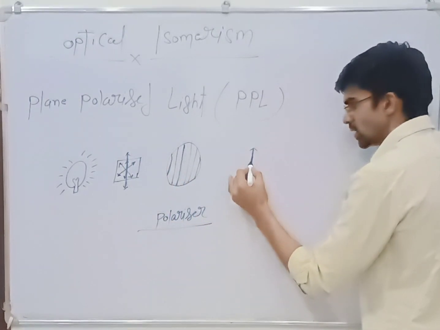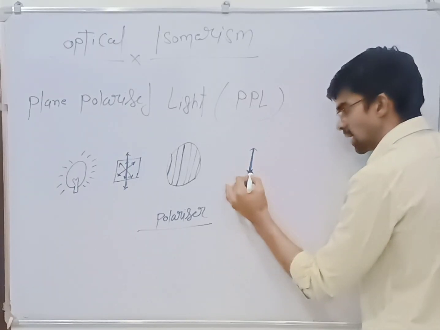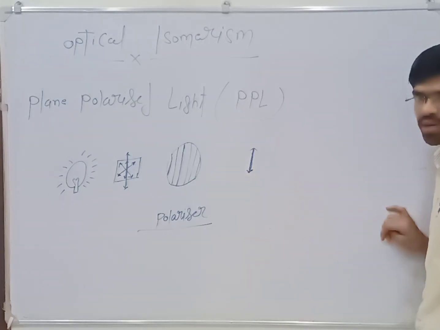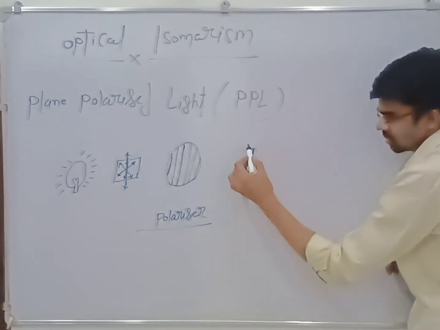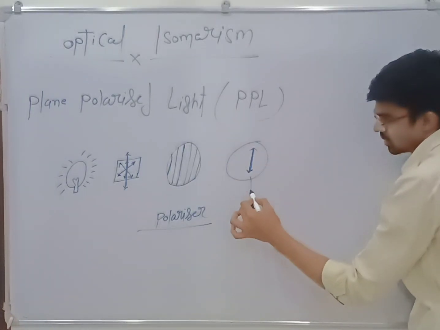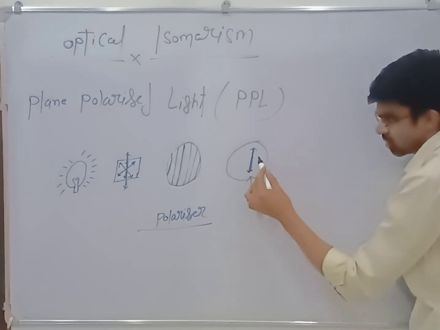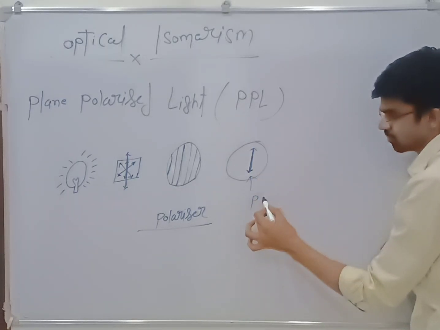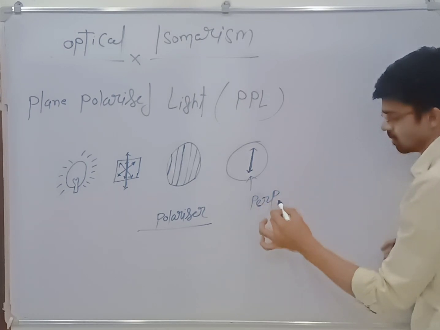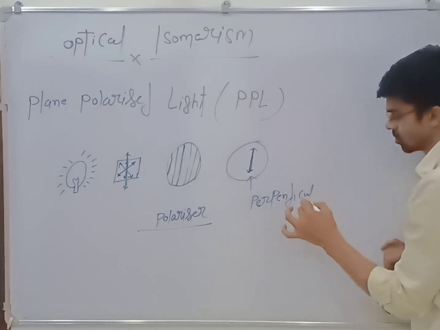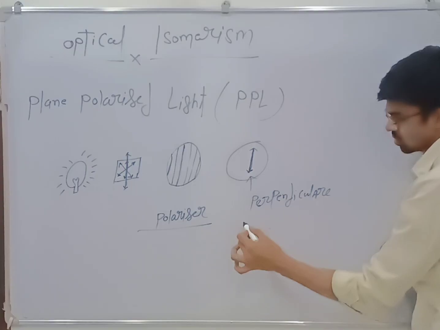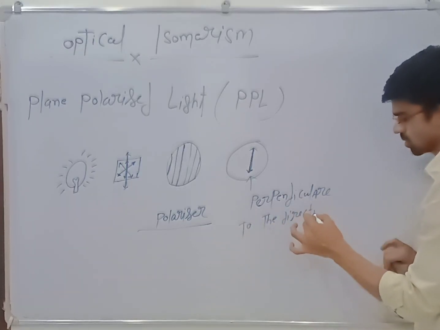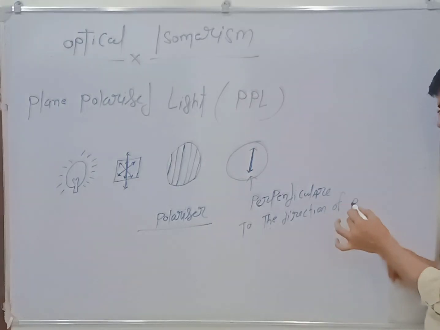So here we will get light which propagates in only one direction, that is perpendicular to the direction of propagation.